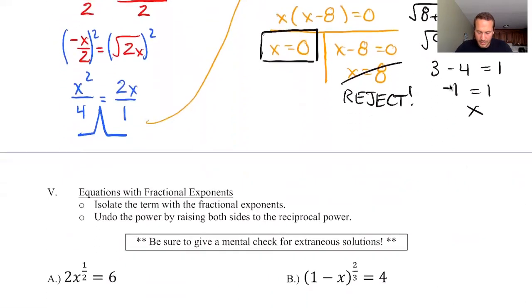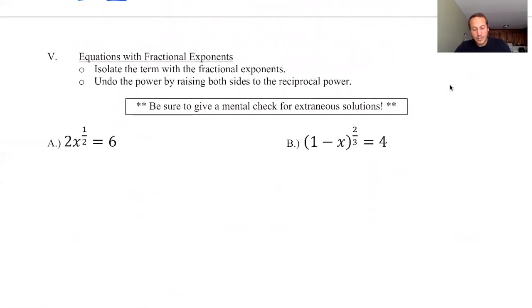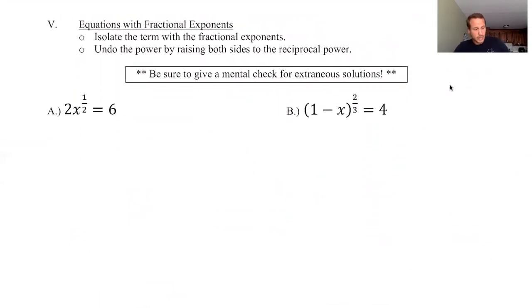Let's see what we have next here. So some fractional exponents. Similar to everything that we've been doing, you want to make sure that you isolate the term that has that fractional exponent. So in letter A over here, I need to start by dividing both sides by 2. I now have x to the 1/2 is equal to 3.